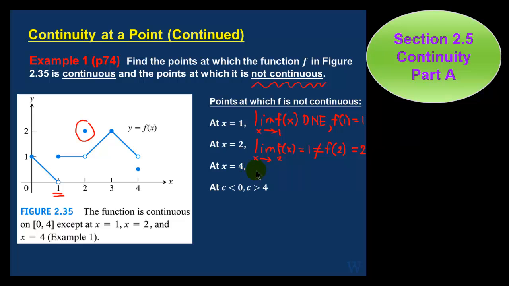At x equal to 4, it does have a one-sided limit: the limit of f of x as x approaches 4 from the left is 1. But, just like at x equal to 2, it is not equal to f of 4. f of 4 is 1/2. Of course, if we are outside the domain, then the function is not continuous anywhere outside, to the left of 0 and to the right of 4.